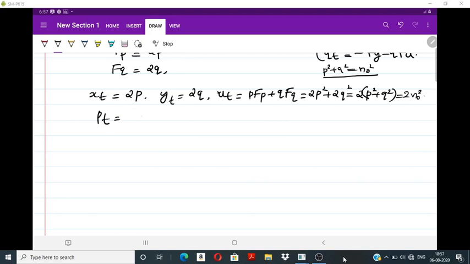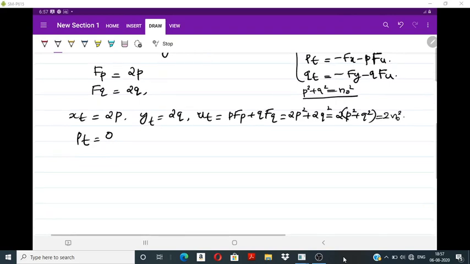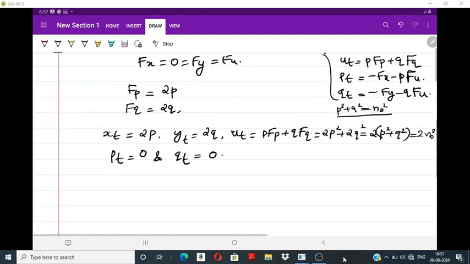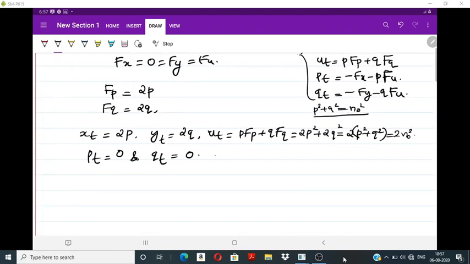And p t is equal to minus f x minus p f u, which is equal to 0, and also q t is equal to 0. So these are the characteristic equations. Let this system be equation number 3. Okay, the system of equations is equation number 3.